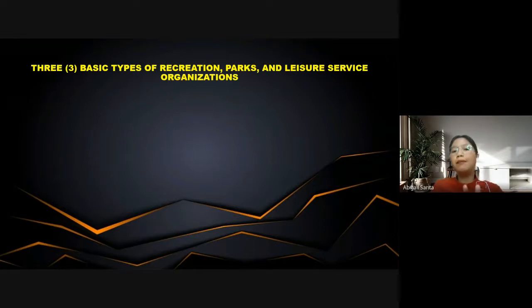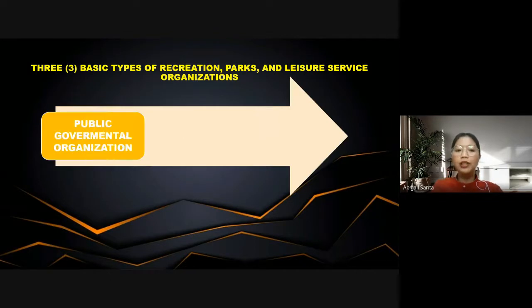So, meron tayong 3 basic types of recreation parks and leisure organizations. Una, public government organization. Ito yung mga recreational and leisure facilities na pag-aari ng gobyerno. Yung mga walang bayad kung saan pwede kayong pumunta. Katulad ng, for example, yung sikat ngayon, yung Dolomite, wala namang bayad yun, libre. O kaya sa Manila Park, yung nandun malapit sa Manila City Hall, yung mga parks na libre na ginawa ng gobyerno or Luneta Park. So yan, government organization yan.